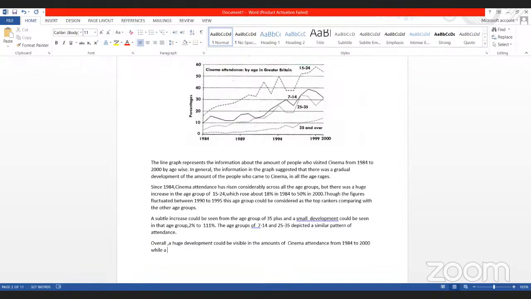While a small increase would be seen from the age group of 35 and over. Done.